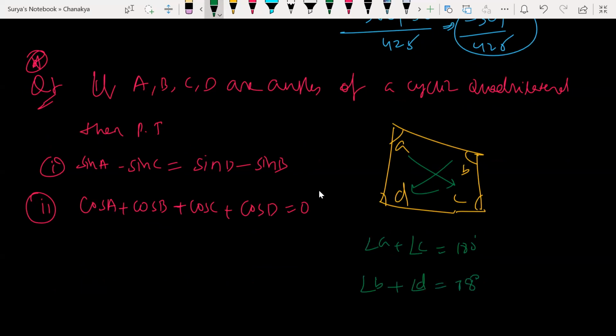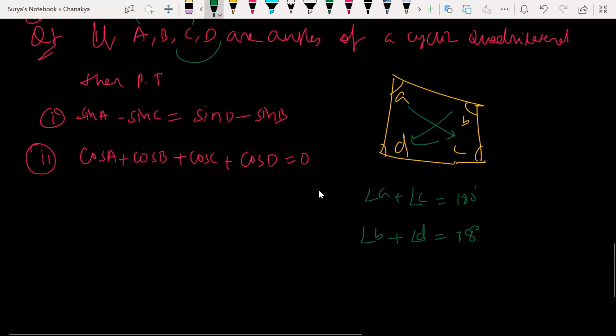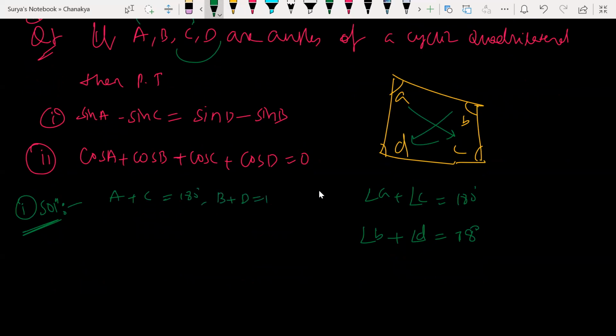Now look at this here. A, B, C, D are the angles of a cyclic quadrilateral. Then A plus C and B plus D are equal to 180 degrees. You can prove that now, very simple. Here A plus C is equal to 180 degrees as per the given condition, and B plus D is 180 degrees as per the given condition. So A is equal to 180 minus C, and B is equal to 180 minus D. Now I know the A value and B value. Substitute them in the first question.